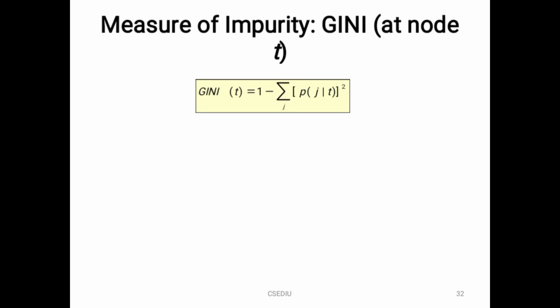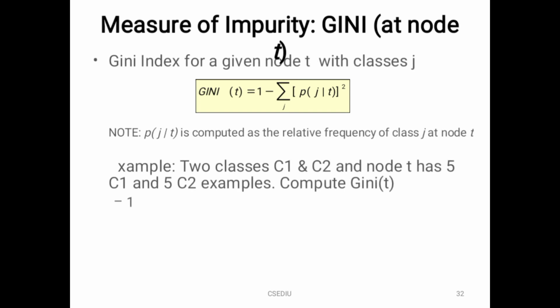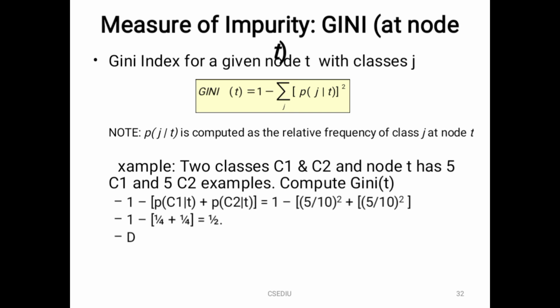Measure of impurity: Gini at node t. Here we use the Gini equation. The Gini formula is Gini of t equals 1 minus the summation over j of p(j|t) squared. Example: two classes C1 and C2, and node t has 5 C1 and 5 C2.